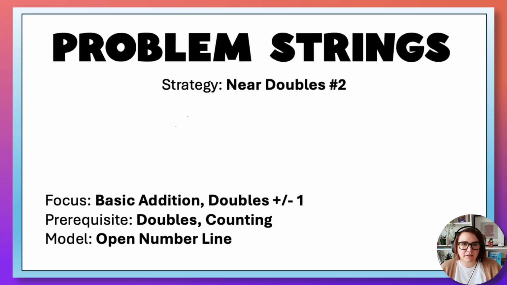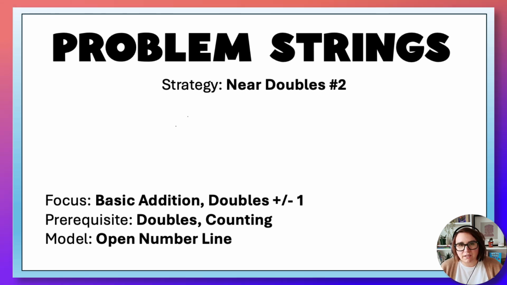This problem string is called near doubles, and it's the second one in the addition near doubles strategy. It's about the same level of sophistication as near doubles one, except we're upping the sophistication because instead of using a rekenrek for the model, we're using number lines. The rekenrek is a more concrete representation of the numbers. This is a more abstract version using that open number line and seeing the jumps. So it is a little bit more sophisticated.